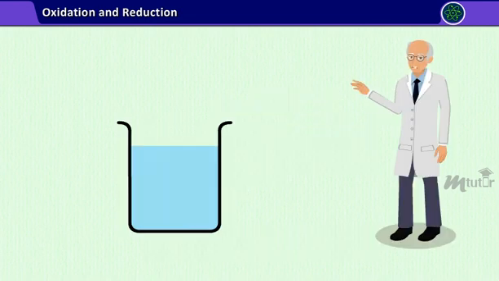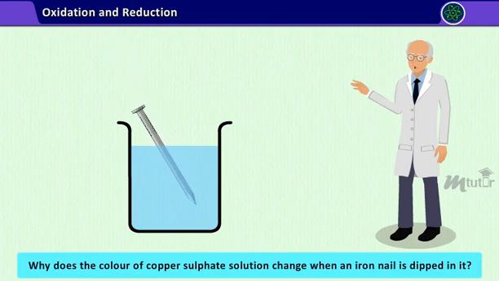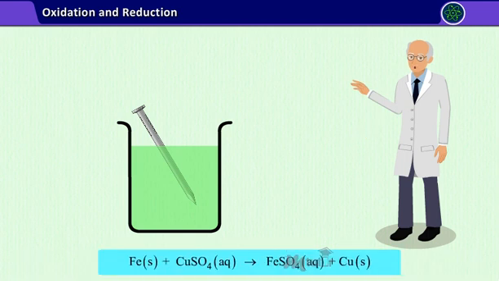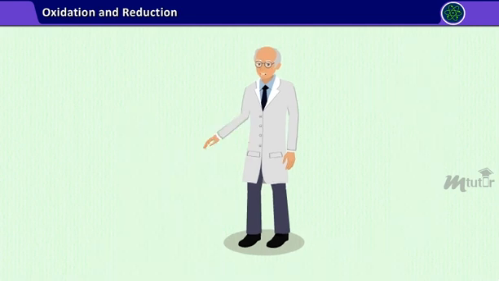Before moving on to reduction reactions, let me ask you a question. Why does the color of copper sulfate solution change when an iron nail is dipped in it? This is because iron displaces copper from copper sulfate, because iron is more reactive than copper. The color of the copper sulfate solution, therefore, changes. Thus, the reaction involved in the color change is displayed here. Having learnt about the redox reactions, let us see some examples.